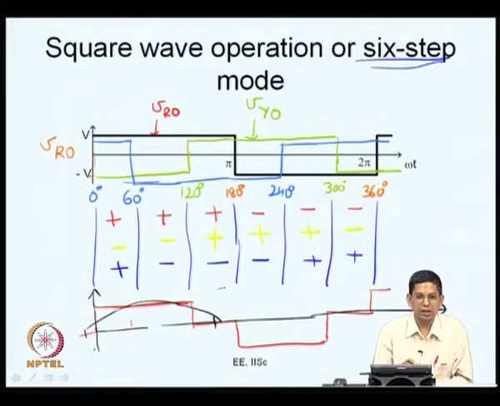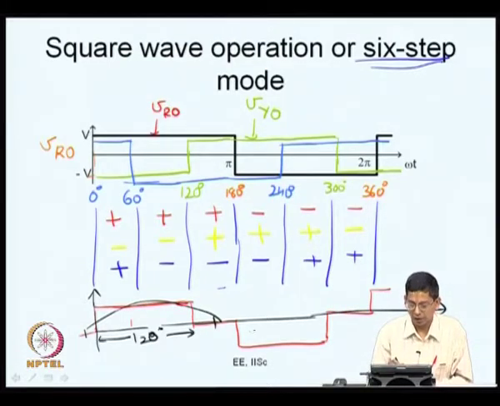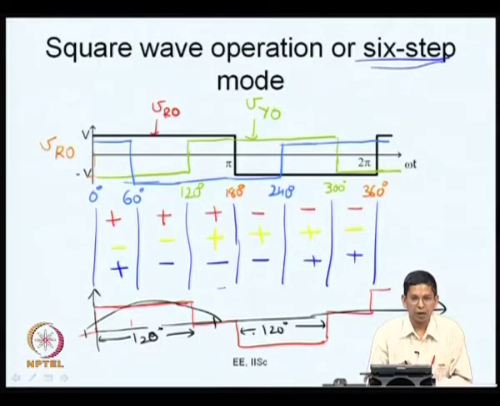So, for the first 30 degrees in the positive half cycle, VRY is 0, and the last 30 degrees in the positive half cycle, once again it is 0, and in the middle 120 degrees of the half cycle, VRY is going to be a positive pulse. The same way you find a negative pulse for a 120 degree duration. This is how the VRY waveform looks, and VYB will look similar, just shifted by 120 degrees, and VBR is also going to look the same, further shifted by 120 degrees.